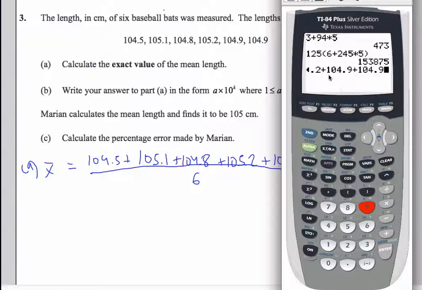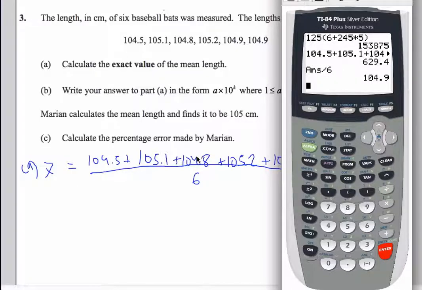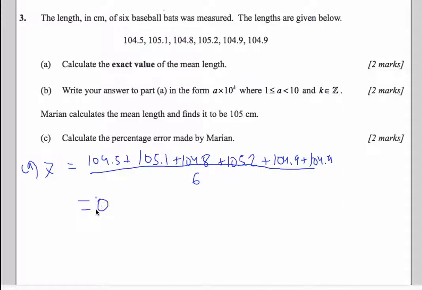Okay, at this point, I've got all six of them typed in and added together. At this point, don't type divide by 6. If I type divide by 6 right now, it's just going to divide that last number by 6. You can put everything in the brackets, then divide by 6. Or you could do what I just did and press Enter. You'll get the sum of those 6 numbers and then divide by 6. And you'll get 104.9. So don't round it because it says exact value. 104.9 is the exact mean.